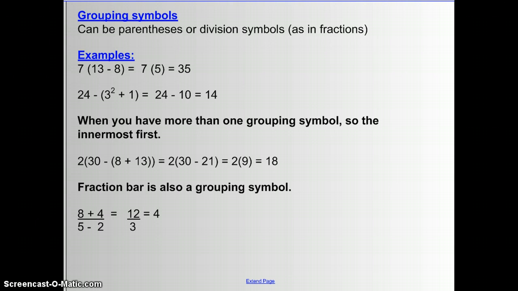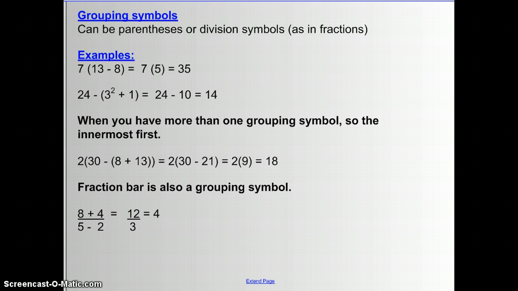In the next problem, you can see that the fraction bar is also a grouping symbol. That means we're going to calculate everything in the numerator first, and then everything in the denominator, and then divide them. You may not divide first. That is one of the key problems that students have with these kind of things. So let's take a look at the first one.